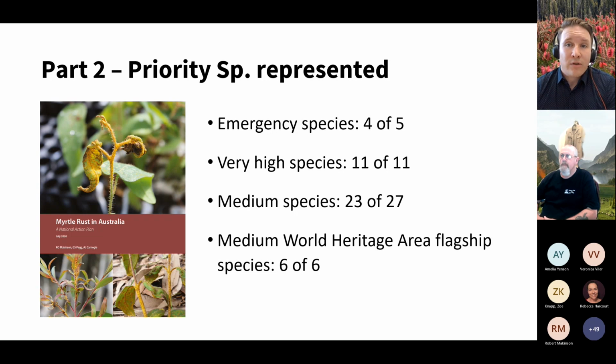From data from the survey, we know that a large proportion of these priority species are represented in insurance populations. 4 out of 5 of the emergency species are represented. All 11 of the very high species are represented, 23 of the 27 medium species are represented, and all of the World Heritage Area flagship species are represented. And these include species from Lord Howe Island, which, as you may know, has recently reported an incursion of myrtle rust.